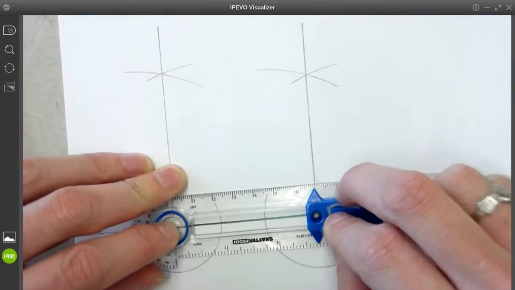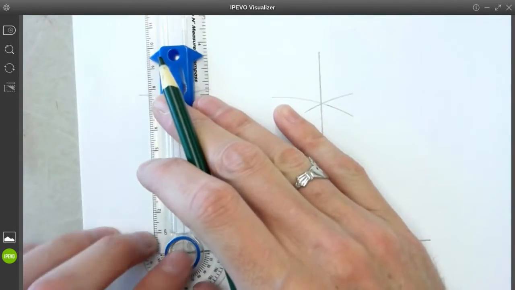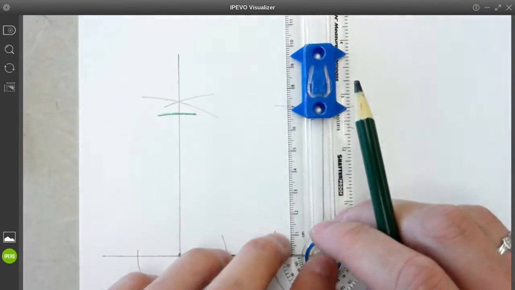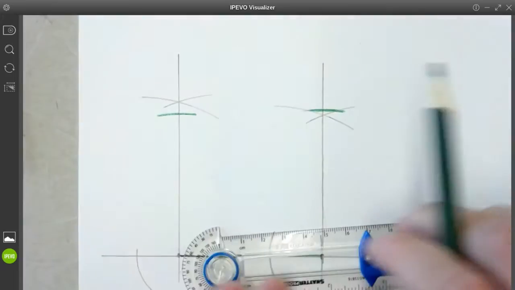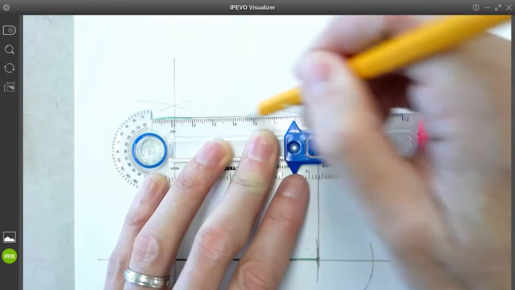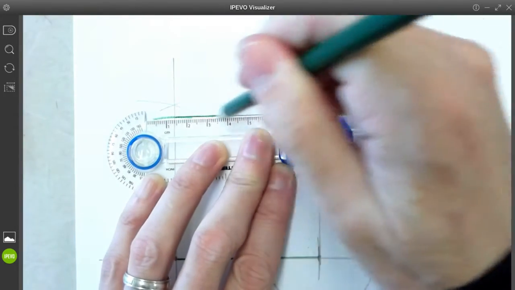Because remember, all the sides should be the same, right? There's my measurement. I need to come up here, that measurement. I need to come across here, that measurement. Connect those together. And now we have our square. In fact, I'm going to highlight my square in green.